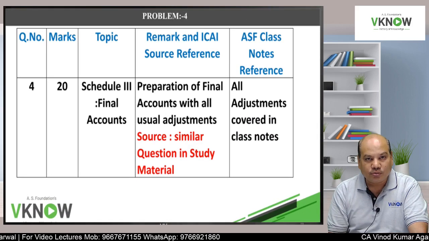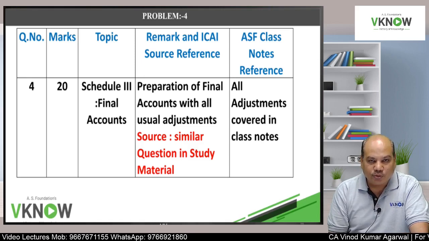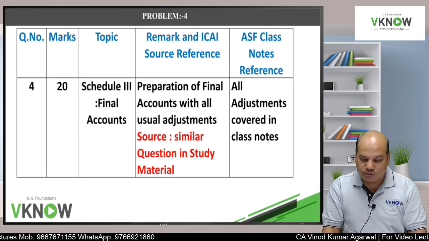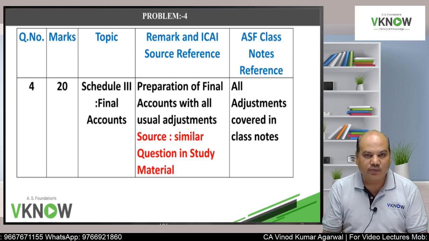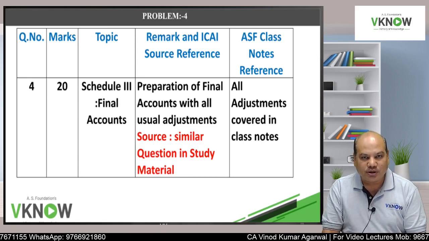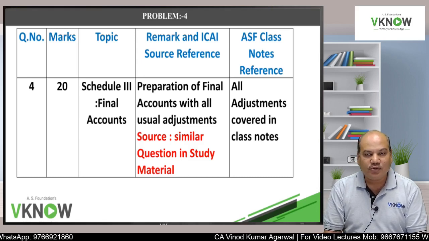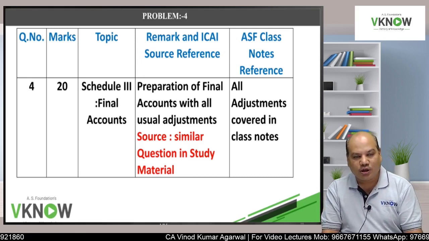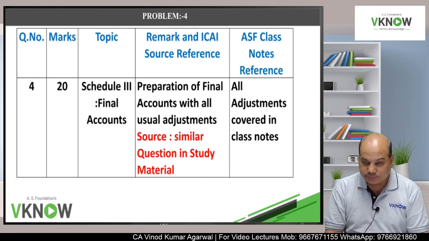Question number 4, for 20 marks, one single question for 20 marks. It was based on Schedule 3 and company final accounts. A typical question of final accounts where all adjustments are given. Adjustments on depreciation, provision for doubtful debt, transfer to reserve, proposed dividend, closing stock, and all such adjustments are given. Only a basic knowledge of company final accounts will help you to get this 20 marks.